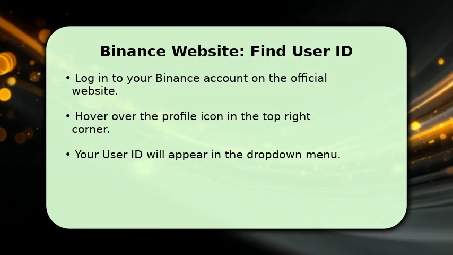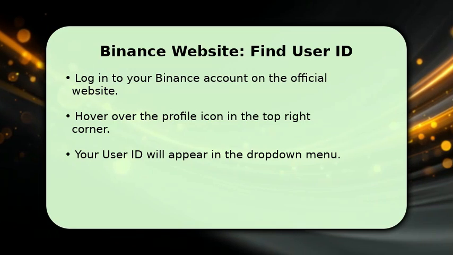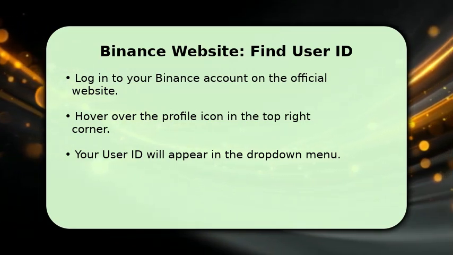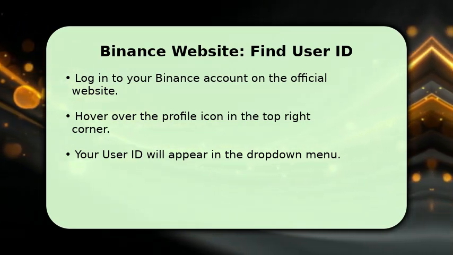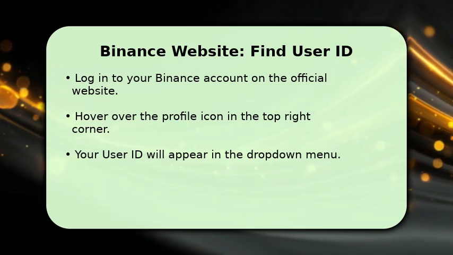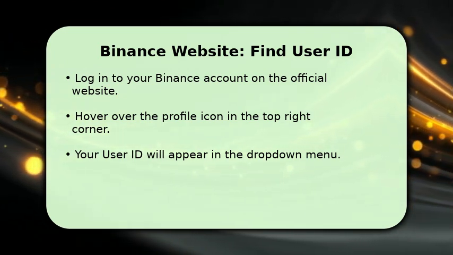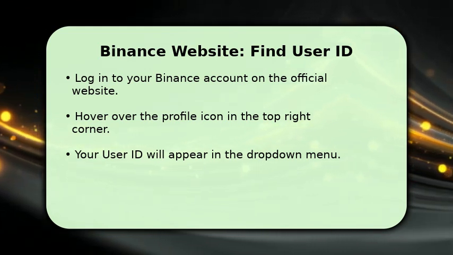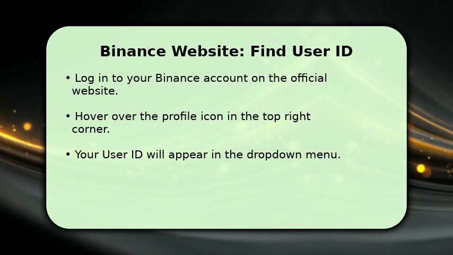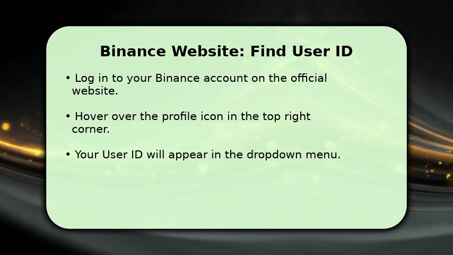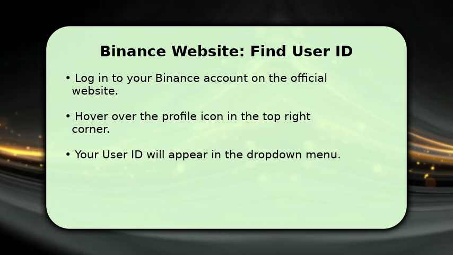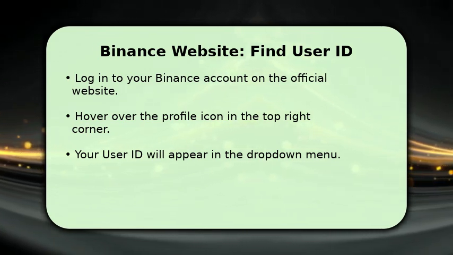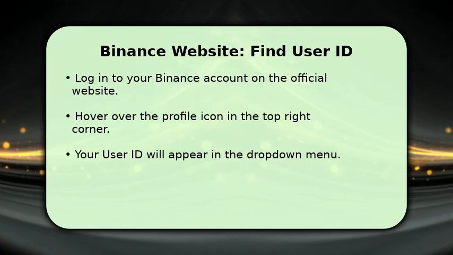If you prefer using the Binance website, finding your user ID is just as easy. Begin by logging into your Binance account through your web browser. Once you're logged in, move your mouse cursor over the profile icon, which is usually situated in the top right corner of the page. A drop-down menu will appear, and your unique user ID will be clearly visible within this menu. You'll find it quickly.